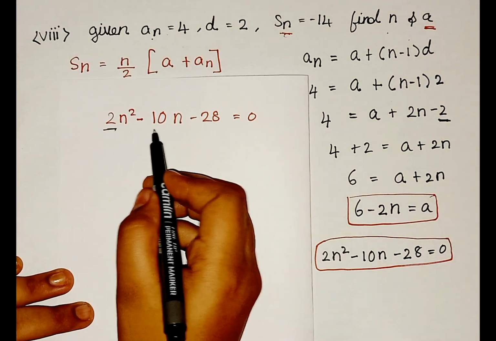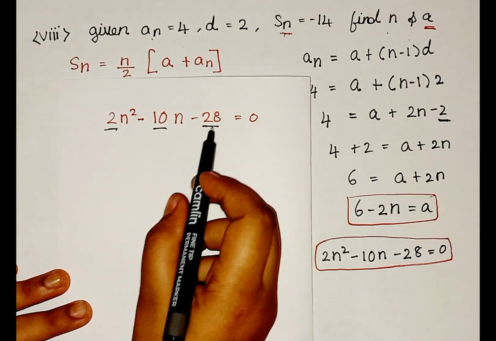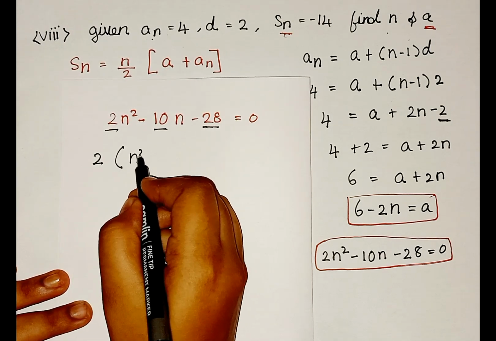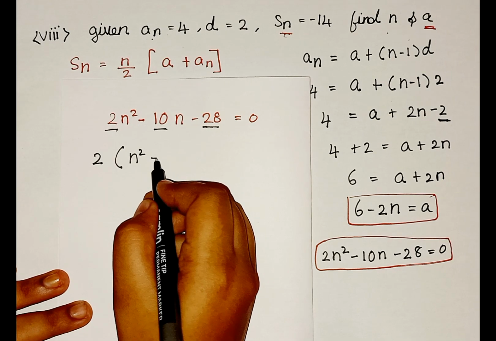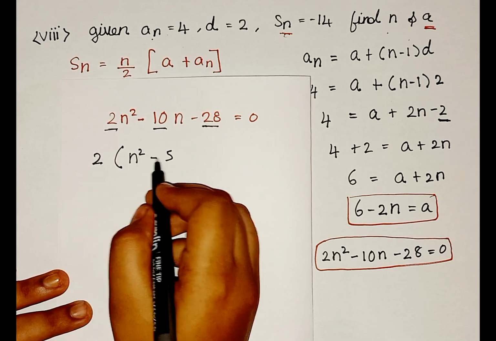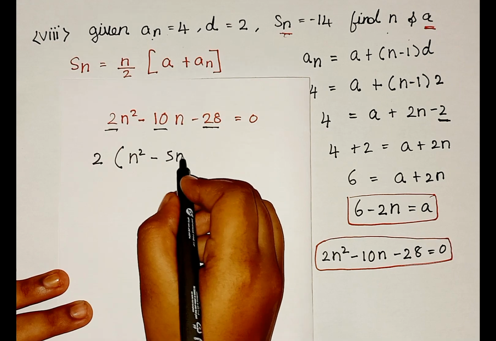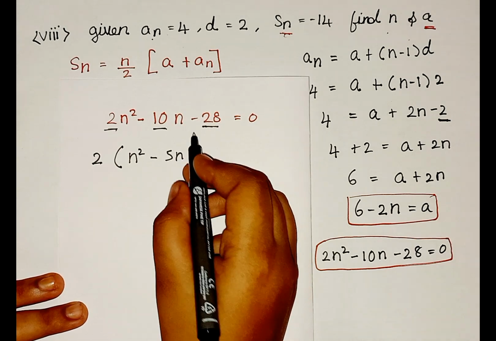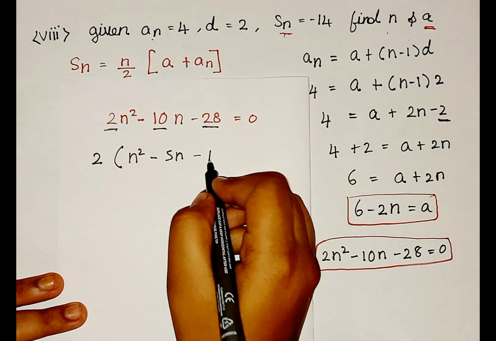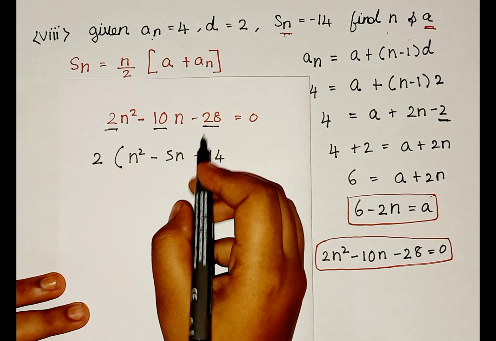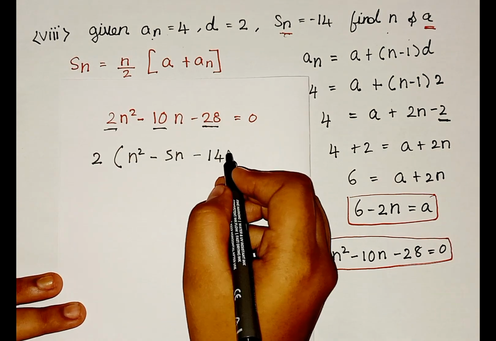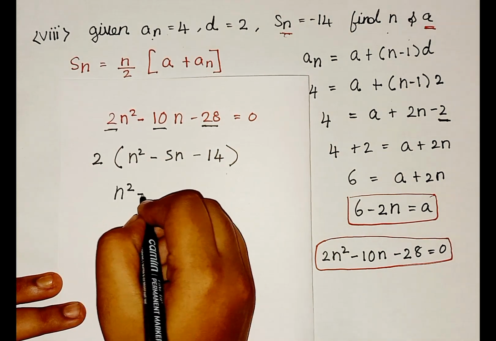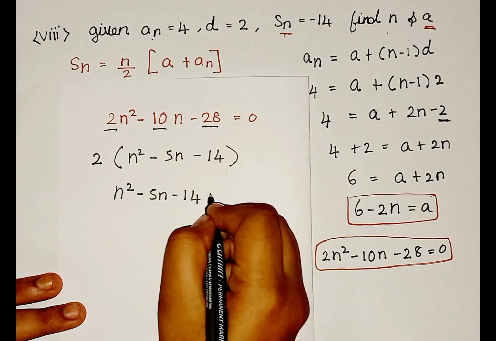So here we have 2, here we have 10, here we have 28. So here we can actually take 2 as common, isn't it? So 2 into n square is 2n square, and then 2 into minus 5 is minus 10, n we can write as it is, and then we can write minus as it is. So 2 into minus 14 is minus 28. Okay, so like this we have to take it as common. So now finally we have n square minus 5n minus 14 is equal to 0.